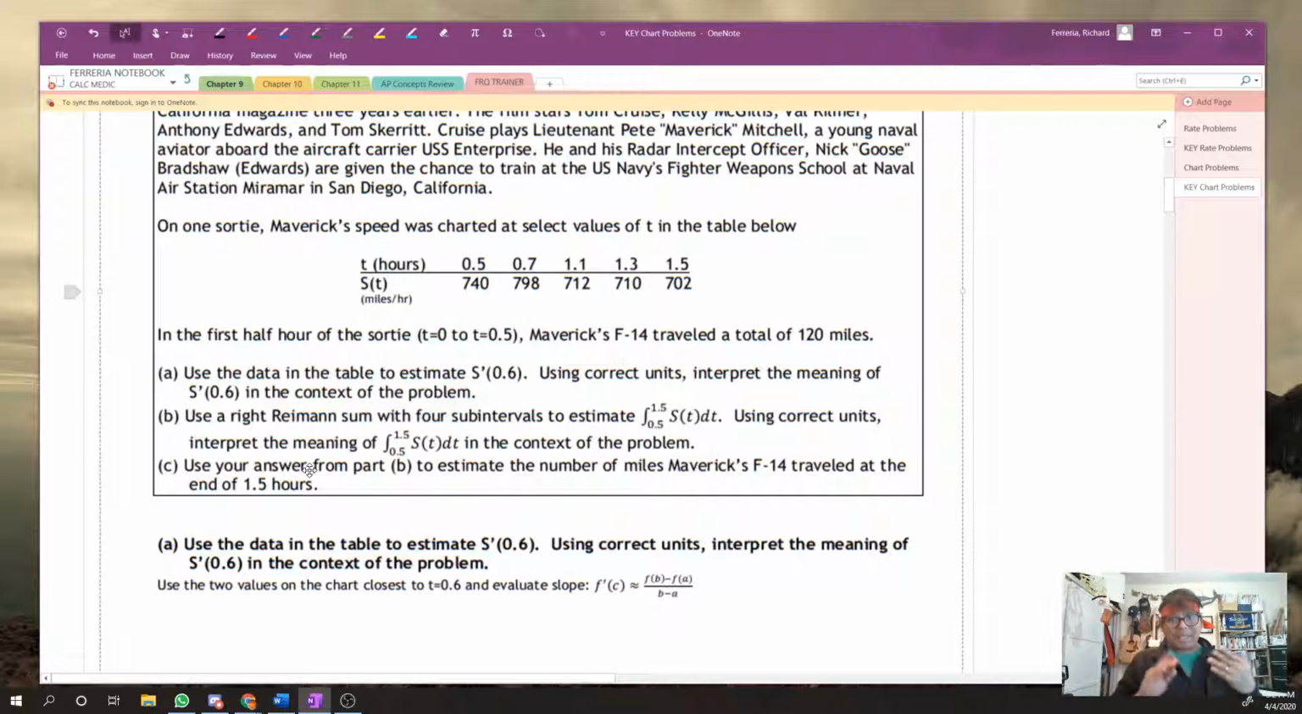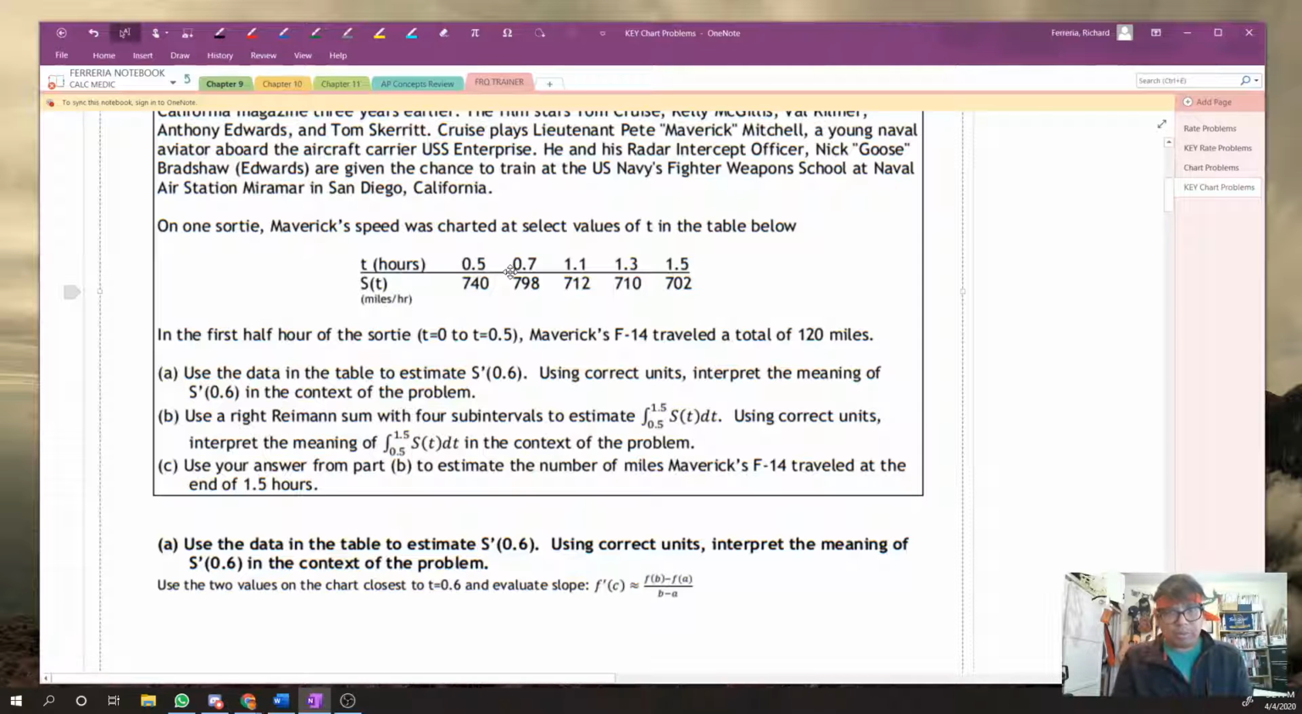The first question asks us to estimate S prime of 0.6. So never mind that you know with your physics brain that the derivative of a speed is, anyways, an acceleration. Forget about that right now, because we're just going to estimate. In order to estimate a derivative, we're going to need 2 points that are sufficiently close to the point of differentiation, which is kind of what we're doing with the limit definition of the derivative anyways.